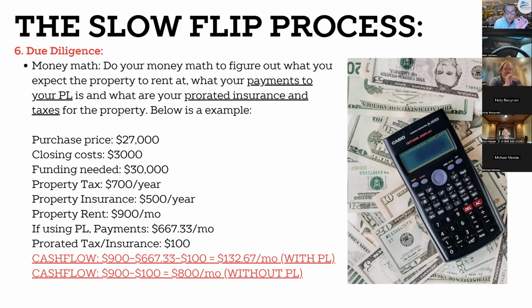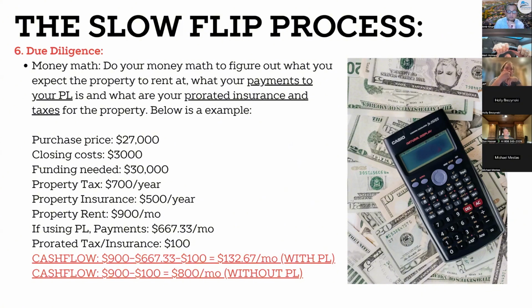You also have to figure out your prorated insurance and taxes on a monthly basis. Even though taxes are sometimes paid quarterly and insurance is paid yearly, what I do is I just prorate everything. I figure out a dollar number on a monthly basis, and then I use that in my equation, and that's what I'm showing you. So let's take just an example, a purchase price of $27,000. I'm just rounding numbers off. Closing cost was $3,000. So we need $30,000 to close this property, right?